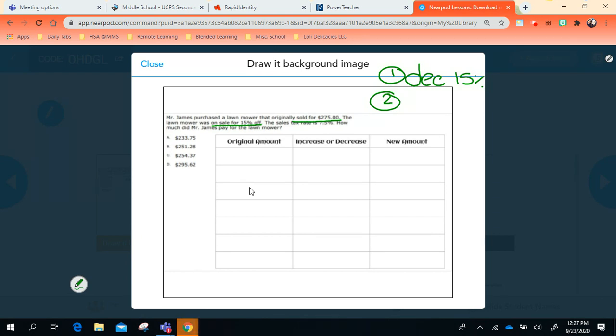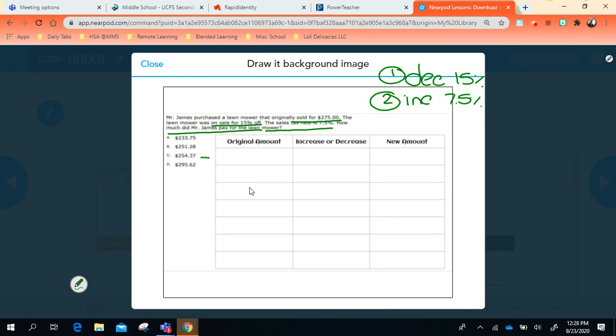The sales tax rate is 7.5%. Is that an increase or decrease? It's an increase. So on number 2, increase 7.5%. I highly recommend that you do that if you're having trouble pinpointing which is first and which is second. How much did Mr. James pay for the lawnmower?